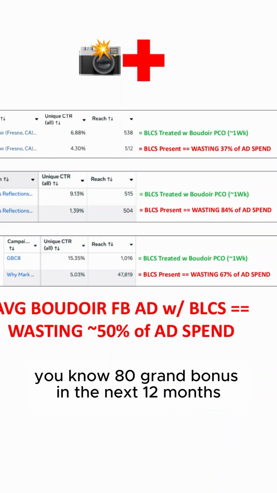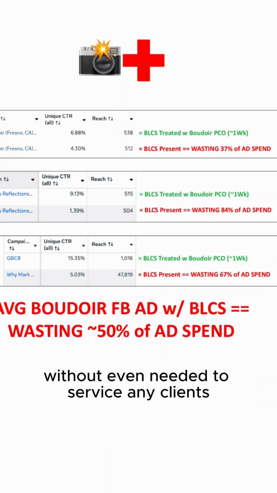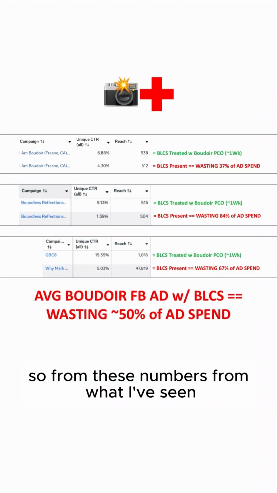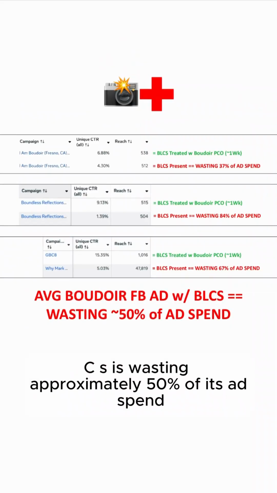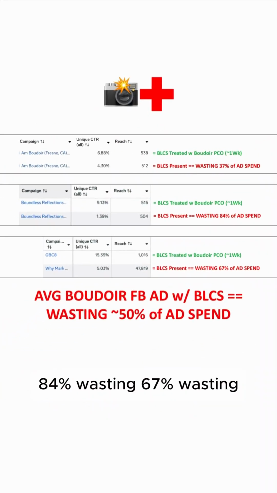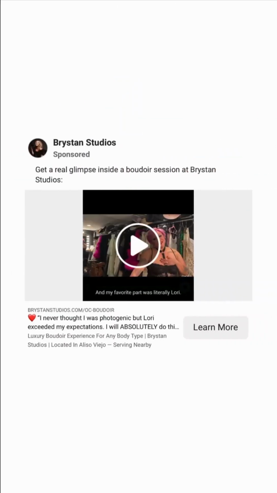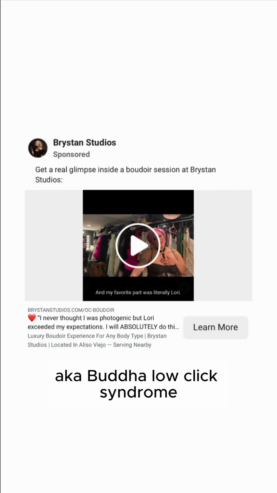I would say, 80 grand bonus in the next 12 months. So insanely good without even needing to service any clients. So from these numbers, from what I've seen, the average boudoir Facebook ad with BLCS is wasting approximately 50% of its ad spend. I mean, look at the numbers: wasting 37%, wasting 84%, wasting 67%, so approximately 50% of its ad spend. All right, so now we're going to diagnose if we believe this has BLCS, aka Boudoir low click syndrome.